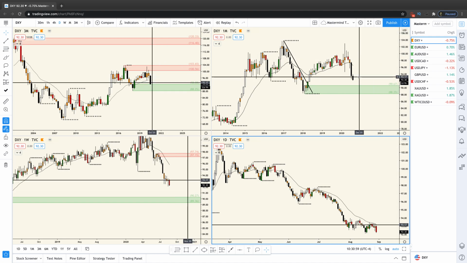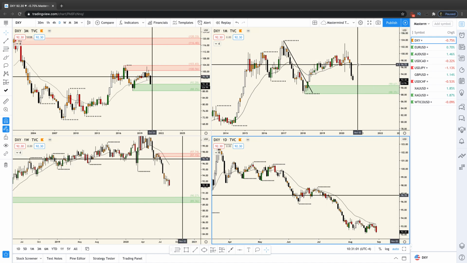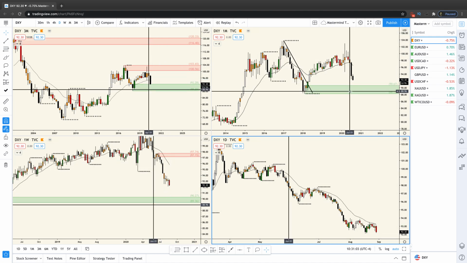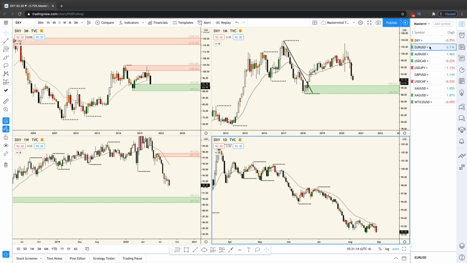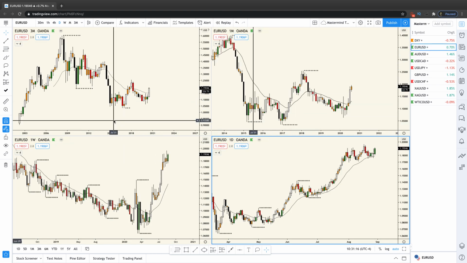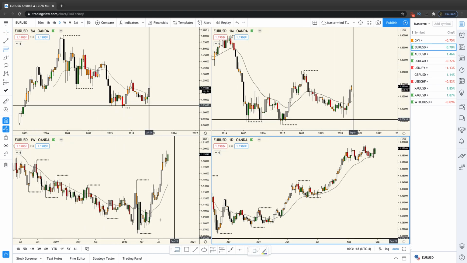Nothing crazy. I mean, I do think I talked about this in one of my latest videos. I do think we're going to see a push down to this area. Sorry guys. And then I think that we're going to be seeing just a little reaction up from there. And we'll go to Euro USD. Sure, it'll be almost similar.